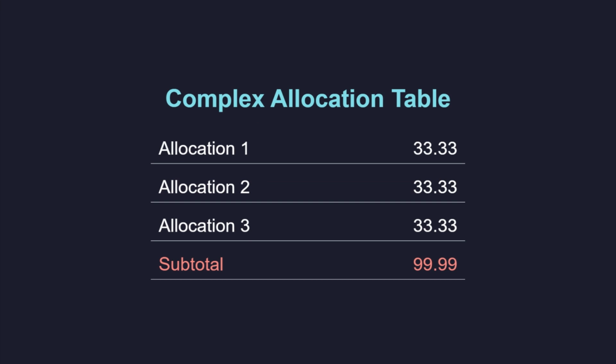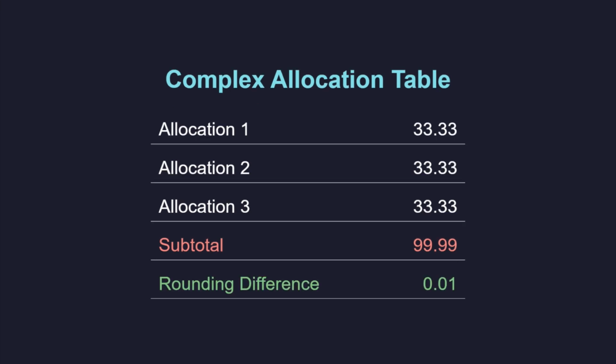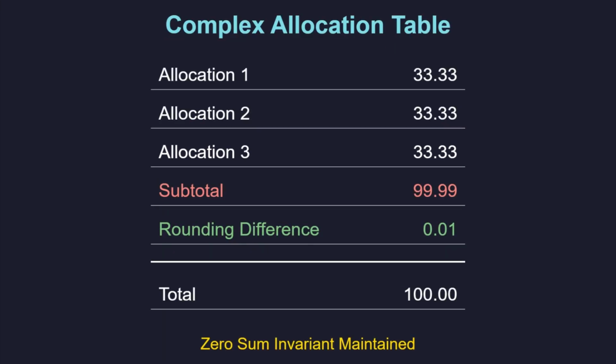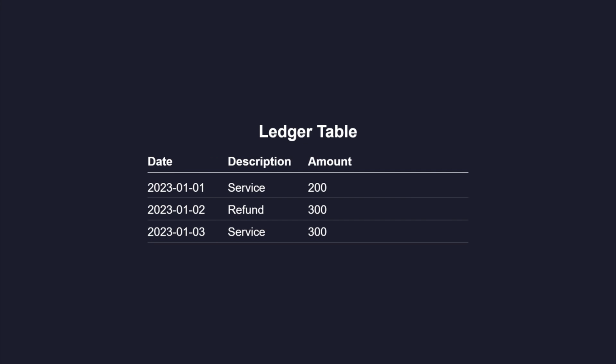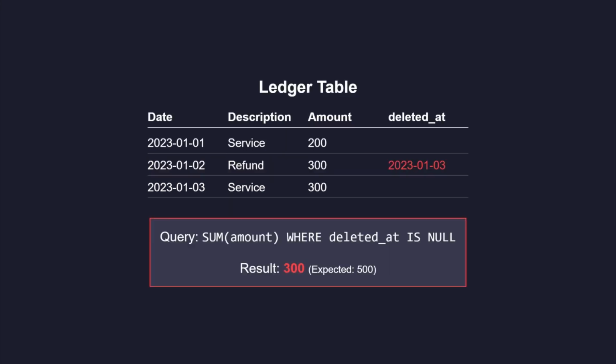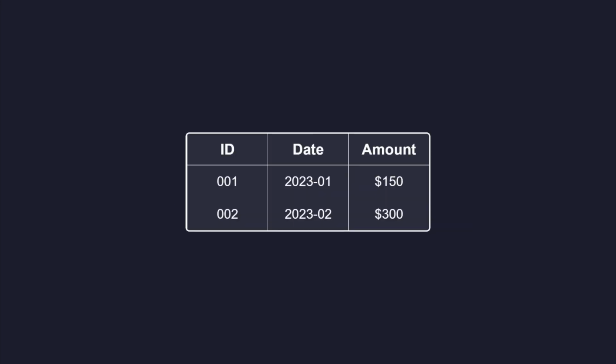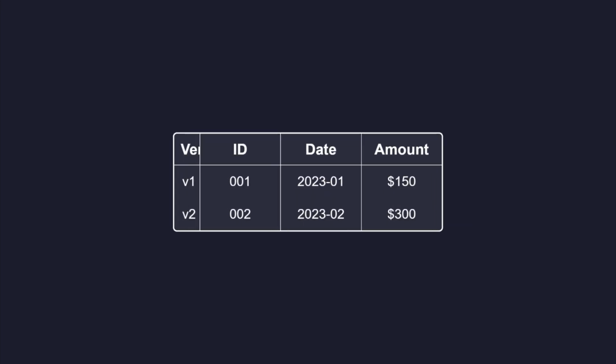Even with decimal types, minor rounding differences occur in complex allocations, so you must define a specialized rounding account to capture these tiny fractions and maintain the zero-sum invariant. Never use a deleted_at column in your ledger table, because queries that forget to check for the flag will produce incorrect financial results and destroy user trust in your reporting data.